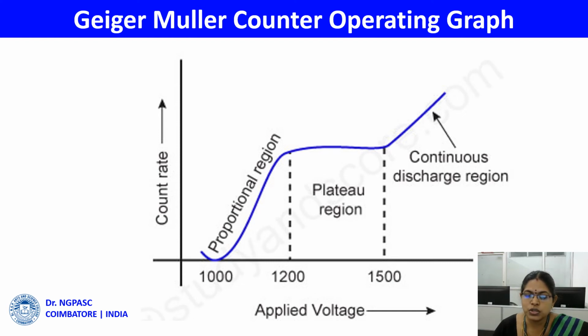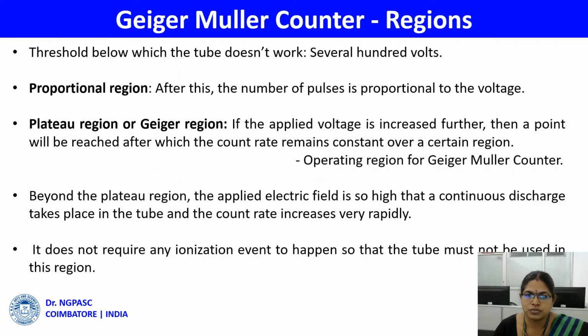If it is too low, the electric field in the tube is too weak to cause a current pulse. If it is too high, it will create continuous discharge and the tube may get damaged. That is the thing explained in this slide.